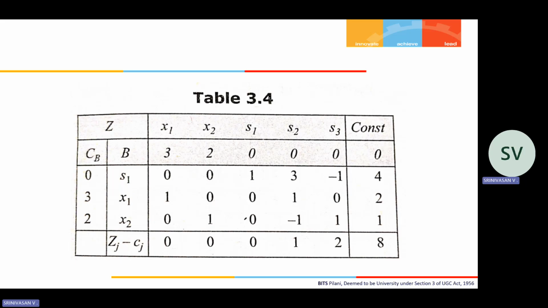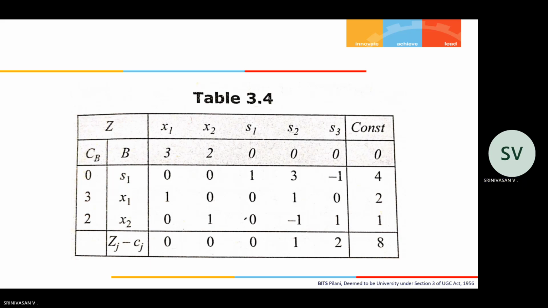Now you have 0, 0, 0, 1, 2. So, Zj minus Cj is now greater than or equal to 0. You can have 0 also, and the remaining two are positive. Therefore, you don't need to go for any more iterations. We have reached the optimality condition. Optimal solution is reached.